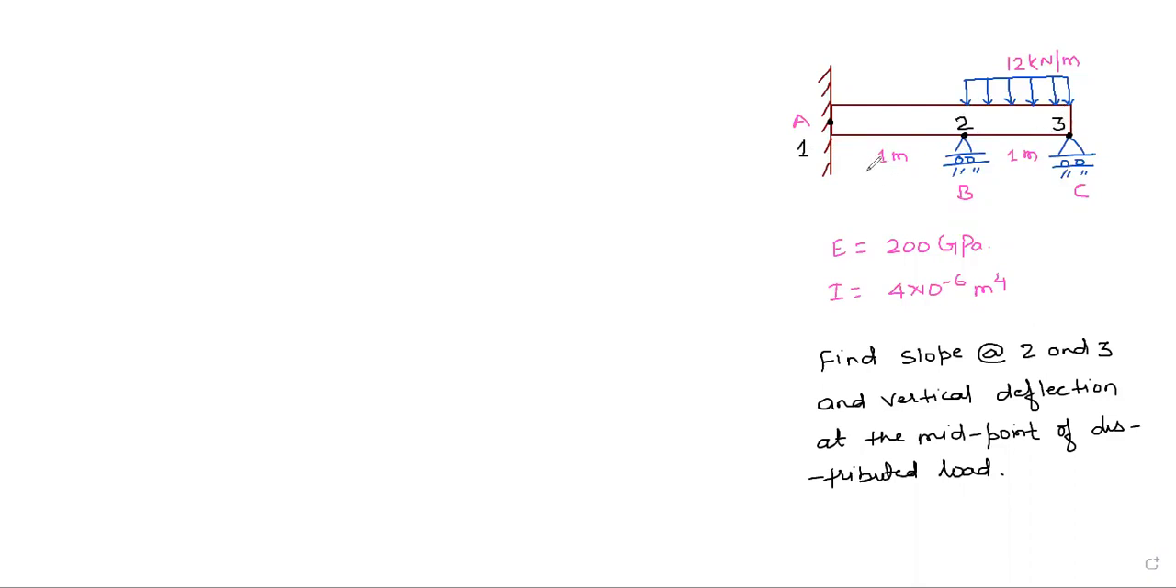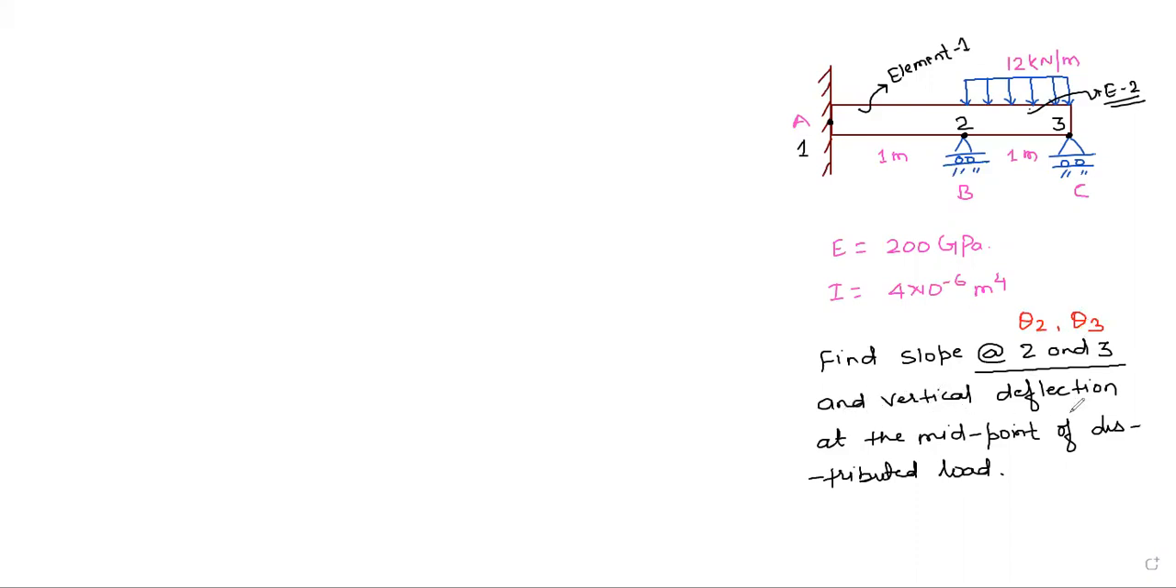As soon as we have three nodes, we understood that there are two elements. This is your element number 1, and this will be your element number 2. Element 1 is between node number 1 and 2, and element number 2 is between node number 2 and 3. So what we need to find here, we need to find the slope at second node and third node. What does it mean? It means we need to find the value of theta 2 and the value of theta 3.